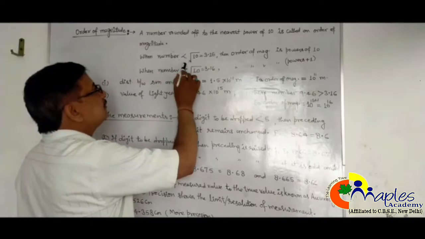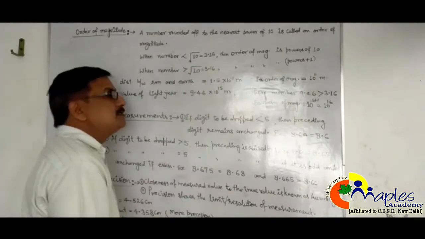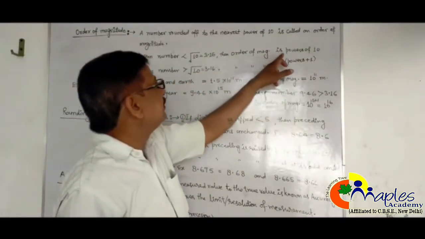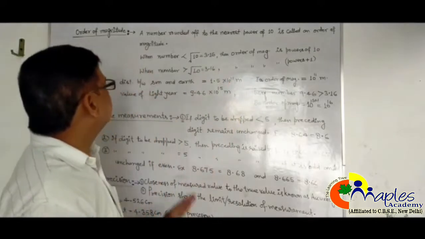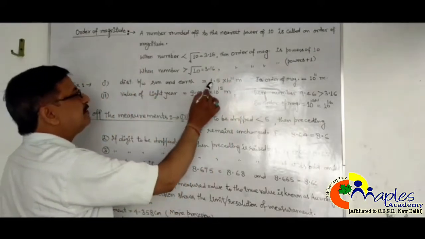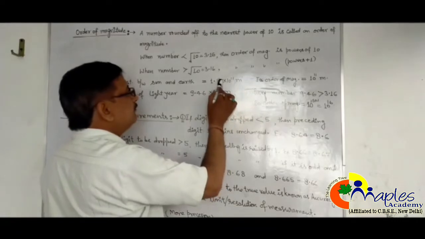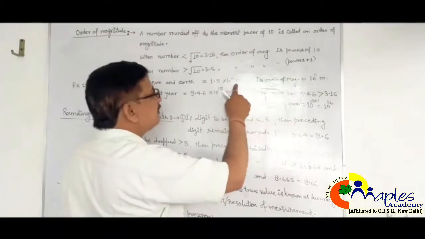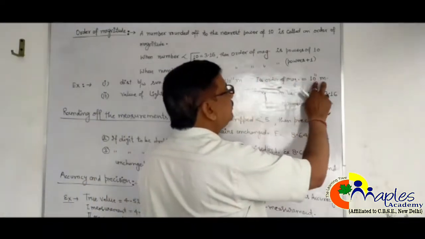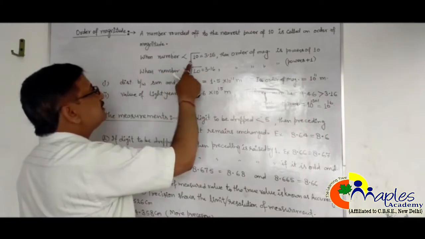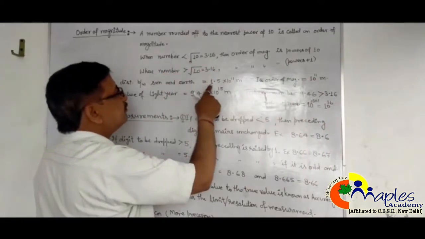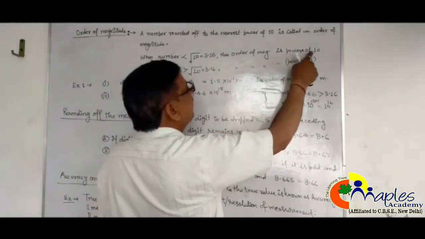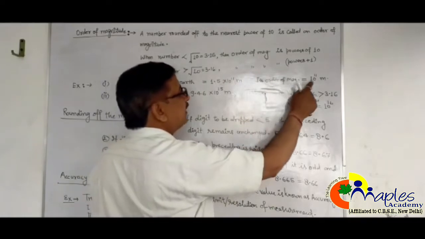When the number is less than root 10, that means the number is less than 3.16, then the order of magnitude is that power of 10. Example: 1.5 × 10 to the power 11 meter. So 1.5 is less than 3.16, so the order of magnitude is 10 to the power 11 meter. This is the order of magnitude. Same, when the number 1.5 is less than 3.16, the power of 10 is the order of magnitude.